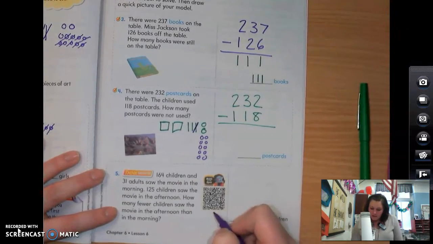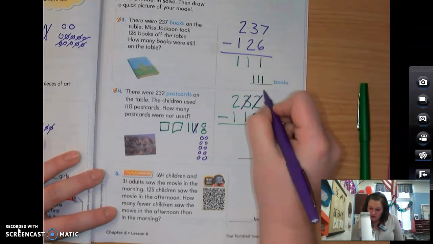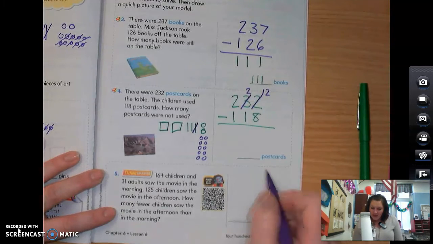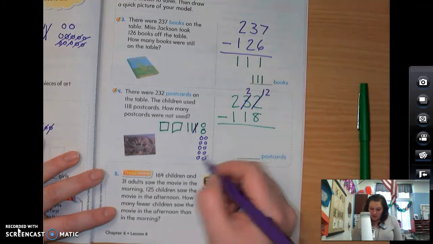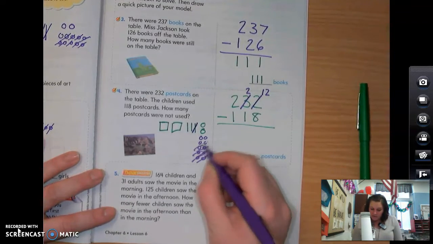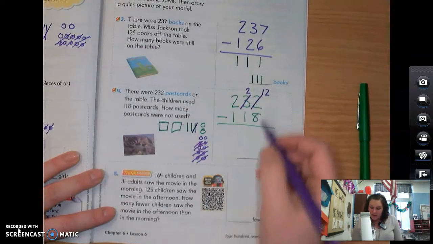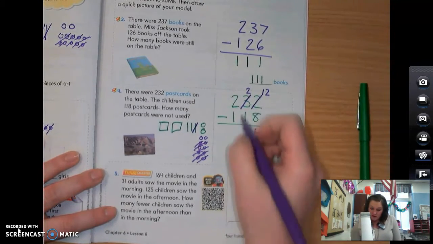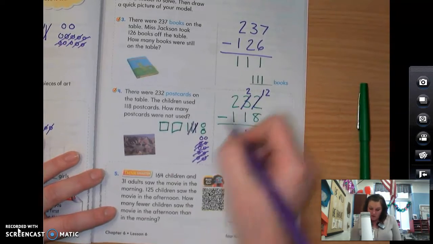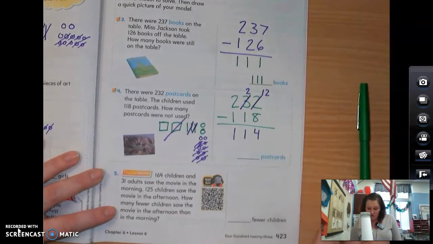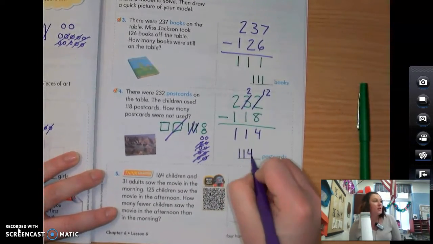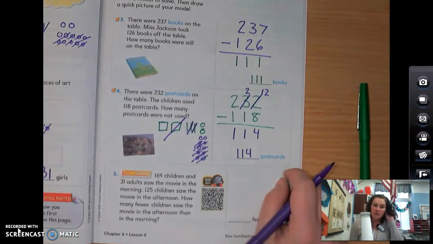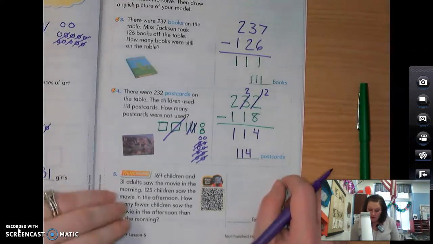Okay? So what I did there was cross out the 3, cross out the 2. The 2 became 12, the 3 became 2. Got it? And then, but I needed to get rid of 8 of them, right? So 12 minus 8 was 4. 2 minus 1 is 1. And 2 minus 1 is 1. The answer was 114. Okay? However it helps you to do it, you can draw pictures, you can subtract.